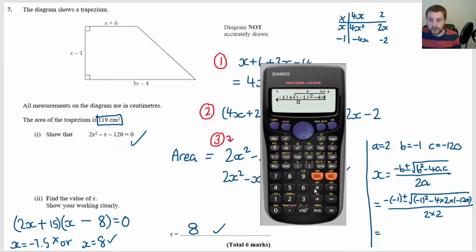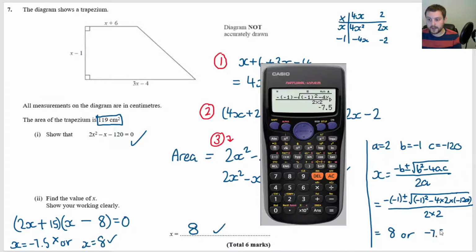So minus 4 times 2 times minus 120. And then on the bottom, 2 times 2. I know I could type in 4, but I might as well type it in exactly as written. And so one answer is 8. And then the thing you're supposed to change is it was plus or minus this square root. So the other answer is minus 7.5.